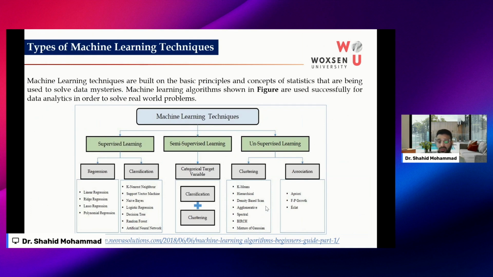If we talk about the algorithms associated with each learning mechanism, we can start with regression, where we have linear regression, ridge regression, lasso regression, and polynomial regression. It depends upon the problem statement that we are solving with the help of machine learning. Again, if we talk about classification algorithms, we can have k-nearest neighbor, support vector machine, decision tree, and random forest. These are all algorithms that can be used in classification problem statements as well.